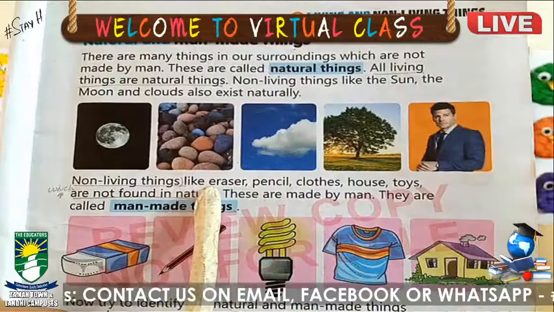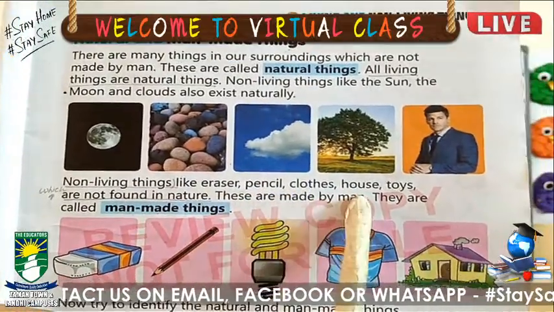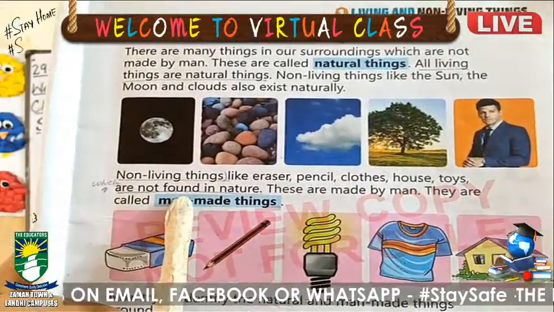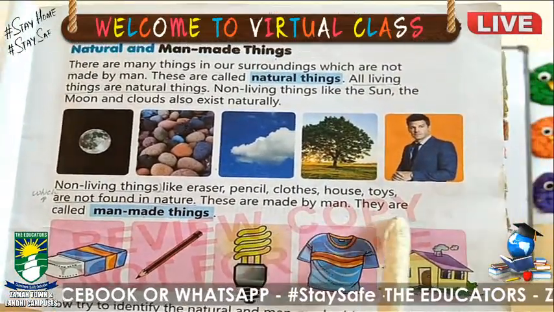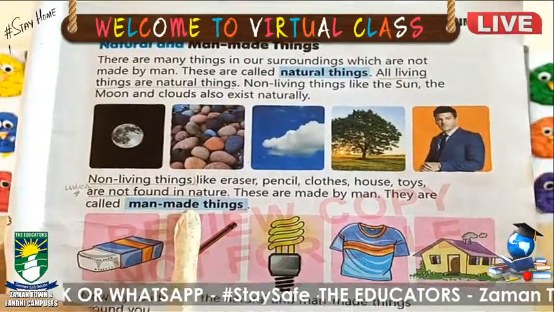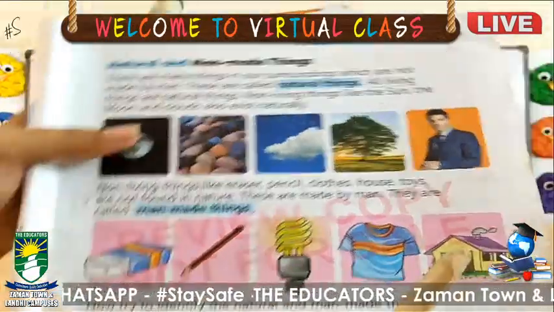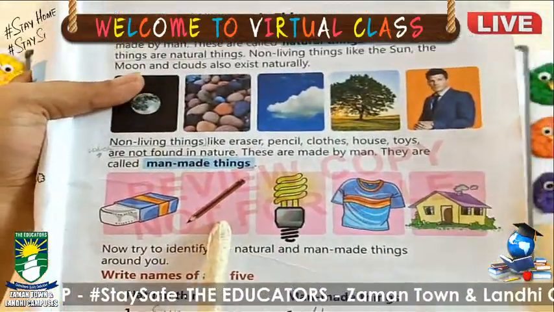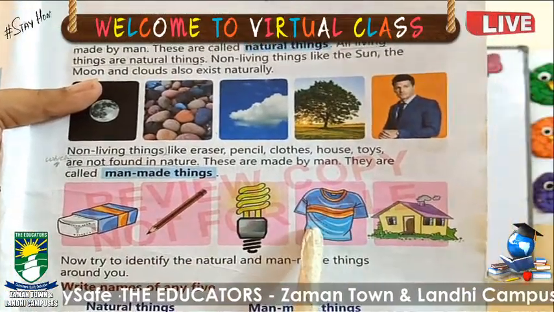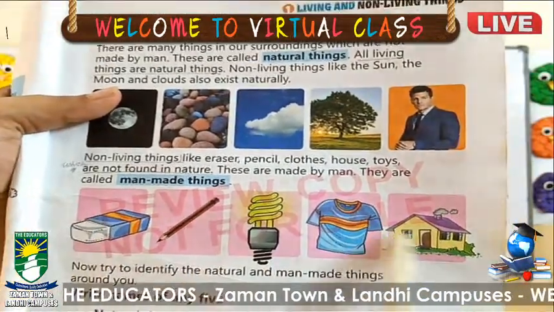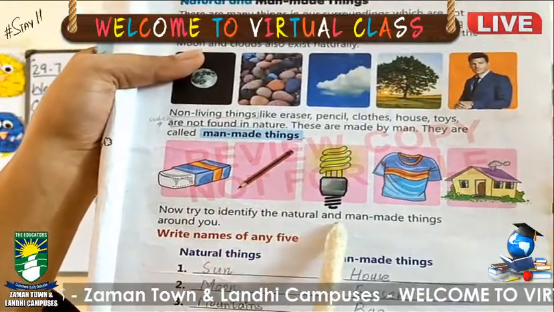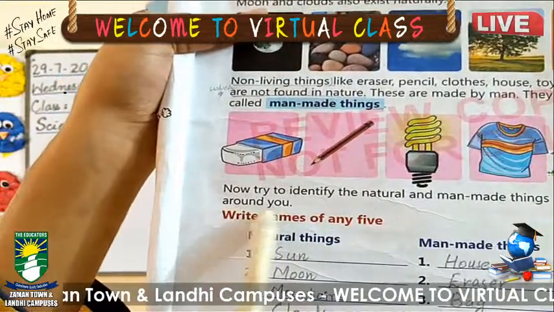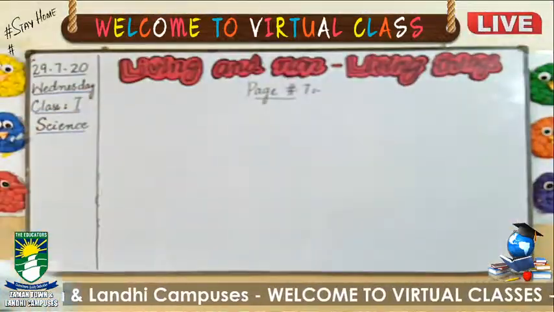Non-living things like eraser, pencil, clothes, house, toys are not found in nature. These are made by man and they are called man-made things. Now look at these pictures. Eraser, a pencil, a sharpener, shirts, a house. These are the pictures of man-made things. Now try to identify the natural and man-made things around you. Now listen carefully.